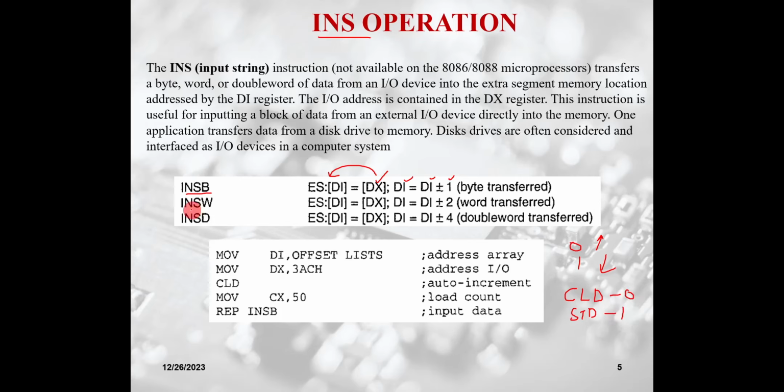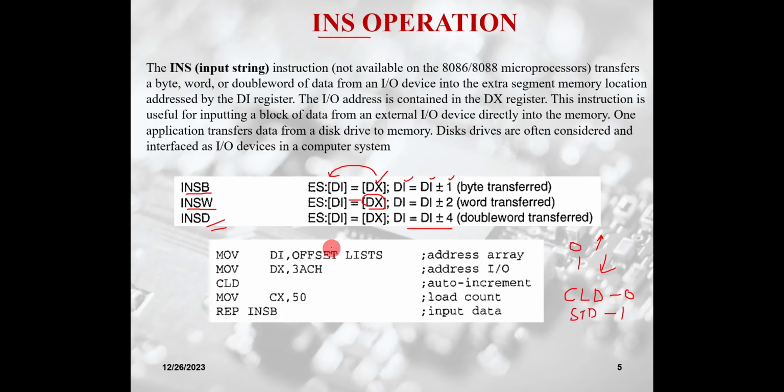So I can also write INSW, in which now, since it's a word, 2 bytes of information will be brought from this port and stored into DI and DI plus 1. So obviously, to keep it ready for the next operation, DI will be incremented by 2. Similarly, I could have a double word where DI increases by 4.